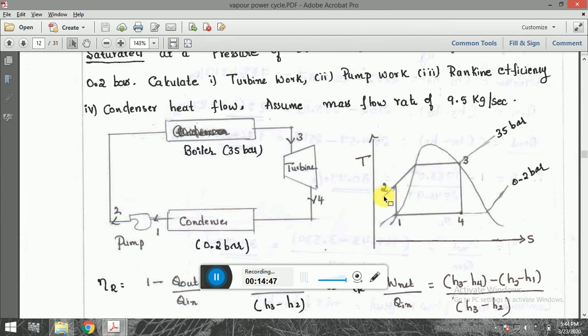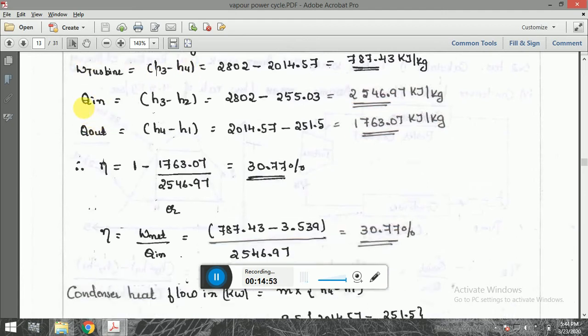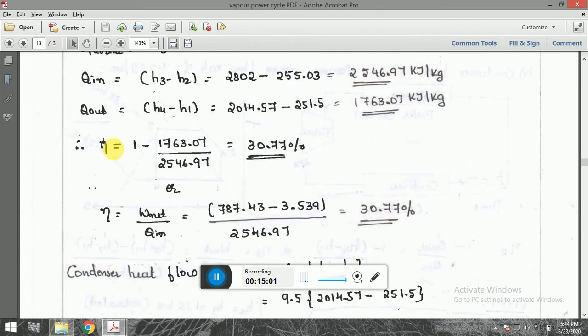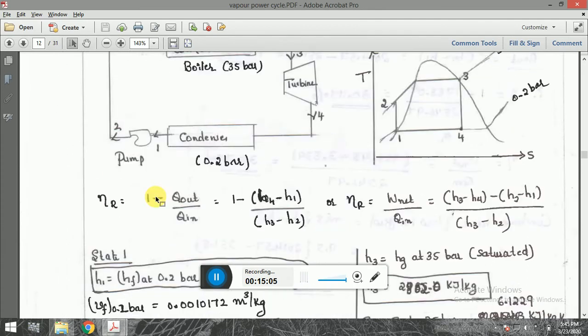By substituting the values, we get the turbine work as H3 minus H4. Heat input is H3 minus H2, and heat output is H4 minus H1. So we know that Rankine efficiency can be calculated as 1 minus Q output by Q input.